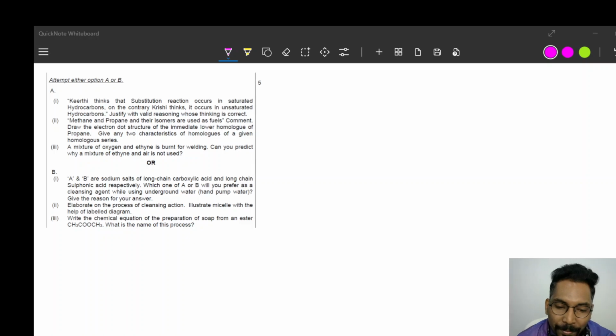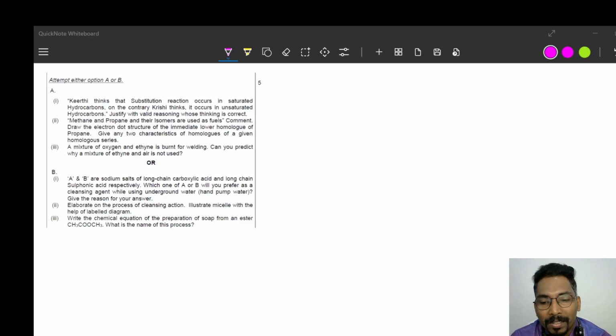Coming to this particular question, I will read it very carefully. Kirti thinks that substitution reaction occurs in a saturated hydrocarbon. On the contrary, Krishi thinks it occurs in unsaturated hydrocarbons. Justify with valid reasoning whose thinking is correct. I hope you remember we have studied substitution reactions, addition reactions, oxidation reactions and combustion reactions in the carbon compounds chapter. Are substitution reactions happening in saturated or unsaturated hydrocarbons?